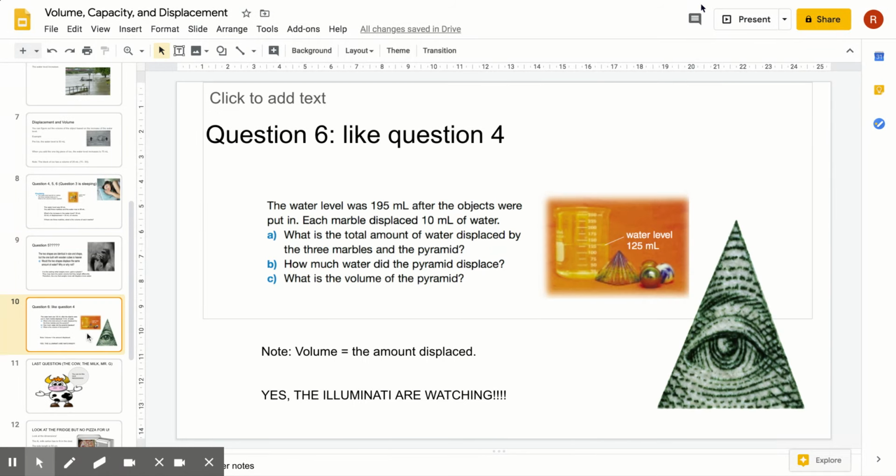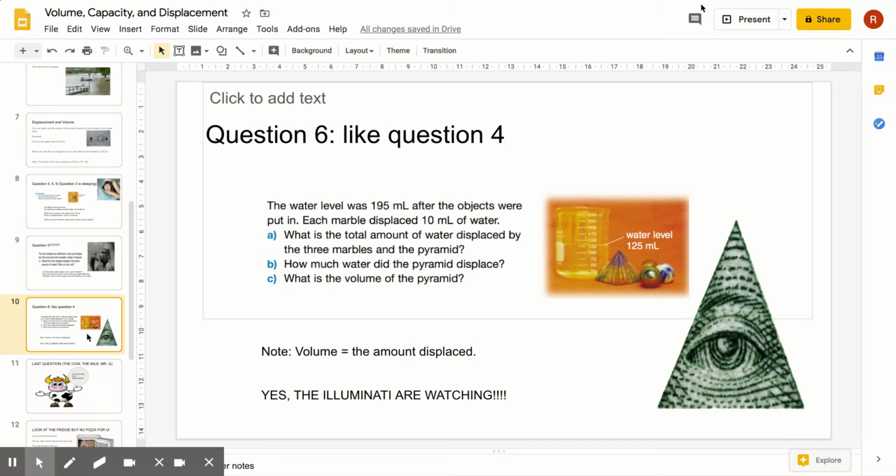Okay. Question 6. Question 6 is a lot like question 4, so I'm not going to spend too much time on it. But again, read it very carefully. It's asking for the volume and the displacement of the pyramid, as well as the total amount of water displaced by the three marbles in the pyramid. The original water level was 125, and after you put in those four materials, the water level reached 195 milliliters.